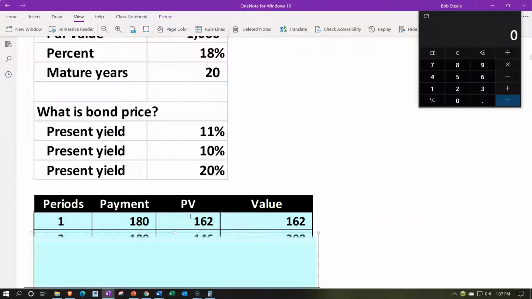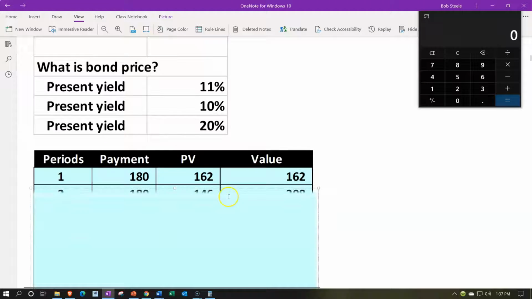Present valuing that one payment would be 162 if we present value it at the 11%. I won't show the calculation for the present value here. We can assume that we do it in Excel. I highly recommend practicing this in Excel, where we focus more on the calculations. And that would give us the 162.